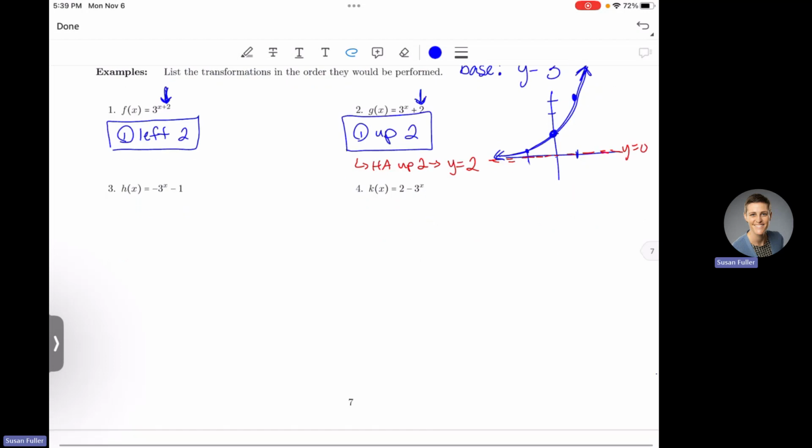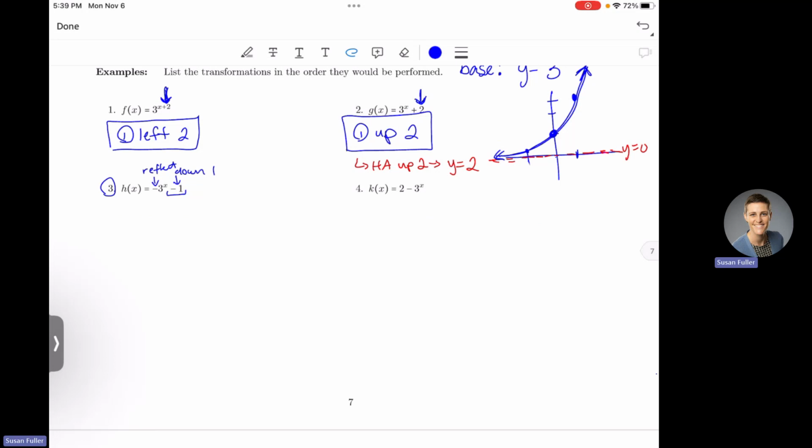The next one here, number 3. Now I've got some more things going on here. I've got a negative out front here, and I've got a -1 out here. This negative out front with a 3 to the x, because I am multiplying by a negative on the outside, is going to give us a reflection. And this -1 out here on the outside, because I'm subtracting on the outside, is going to shift us down 1 unit. So those are my transformations.